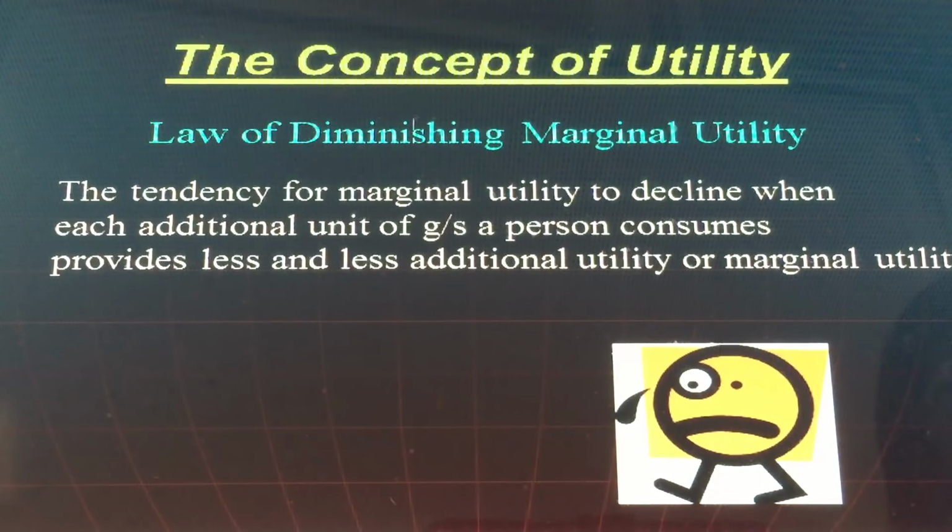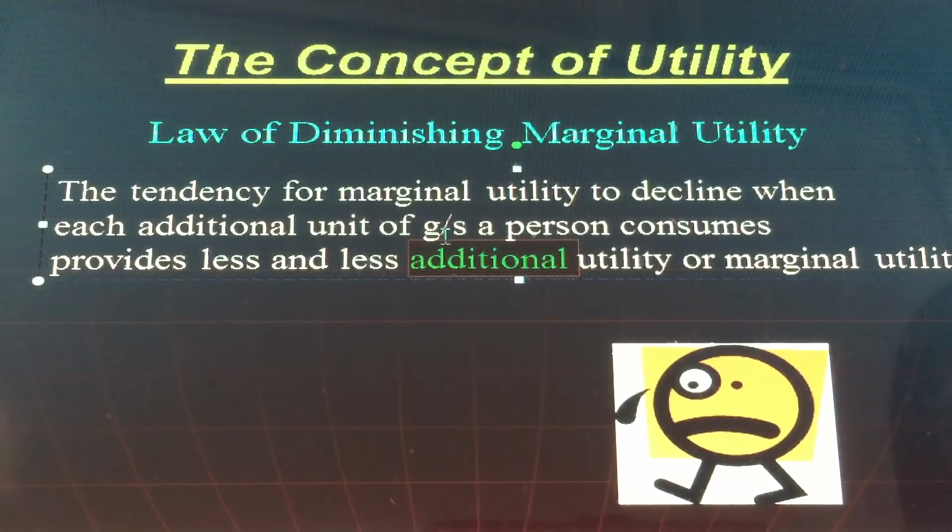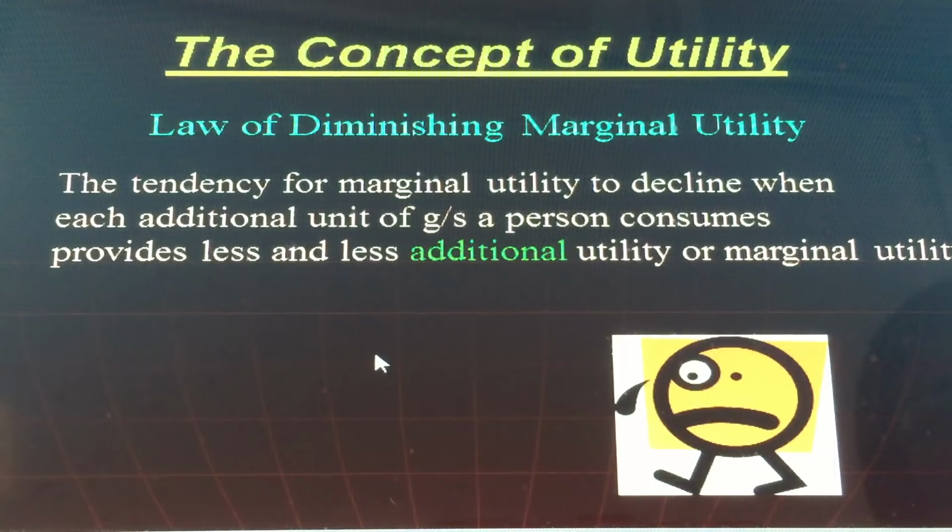Now this is the law of diminishing marginal utility. Again, don't confuse it with the law of diminishing marginal returns. The law of diminishing marginal returns is another concept. Okay, what is the law of diminishing marginal utility? As you can see, the word additional means marginal. When you have additional goods and services that you consume, you will get less and less satisfaction. That is definitely true. Remember, the first one is so happy, the second one okay, third one, fourth one, fifth one, the last one is really not happy.